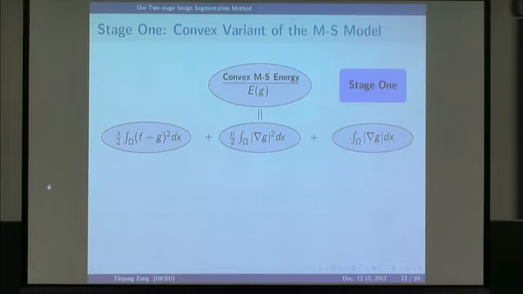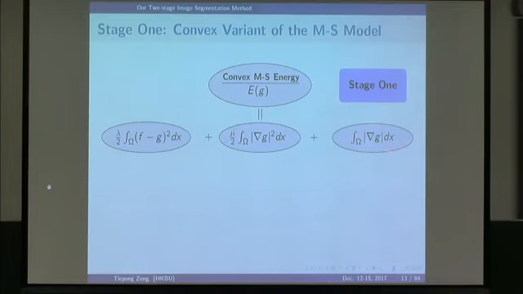So now we can provide a convex model. Basically, what we do in stage 1 is that you have the g, the L2 term, which is from the previous model, and this you have the L1 term.